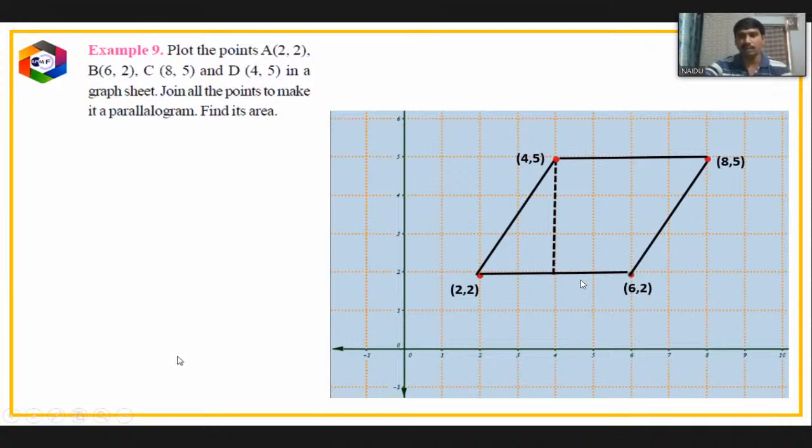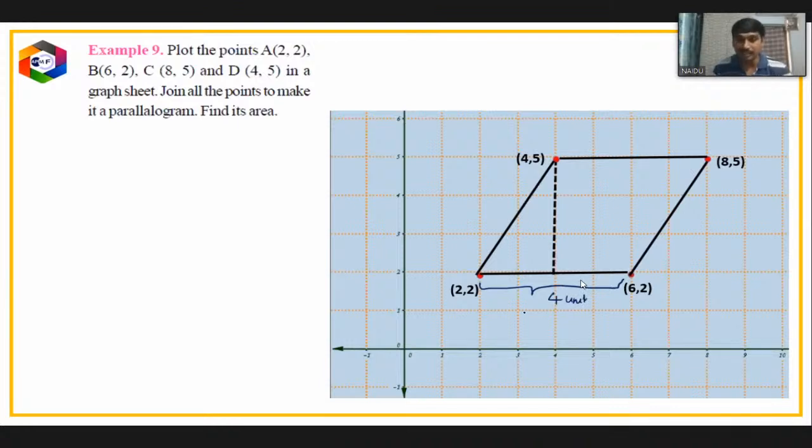Let us observe clearly. After plotting and joining these points, it is asked to calculate the area also. In this diagram, from here to here, this point is 2, 2 and this is 6, 2. What is the distance from here to here? From here to here is 6 units, this is 2. So 6 minus 2 equals 4 units. Or from the graph it is clear, this is 1 centimeter, 2, 3 and 4. So this is 4 units.